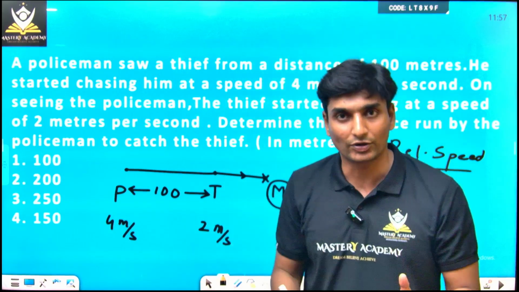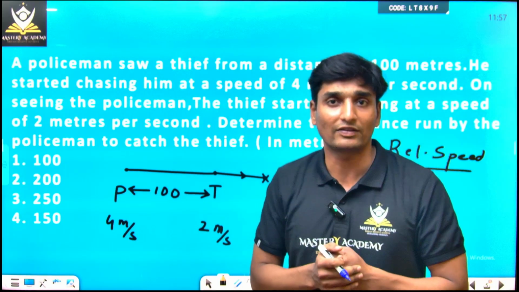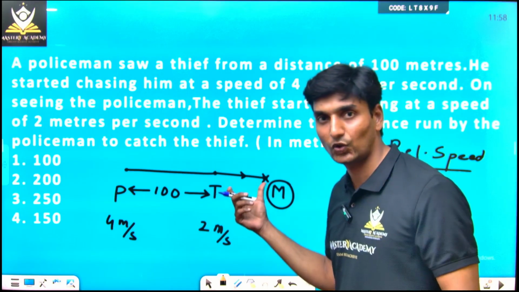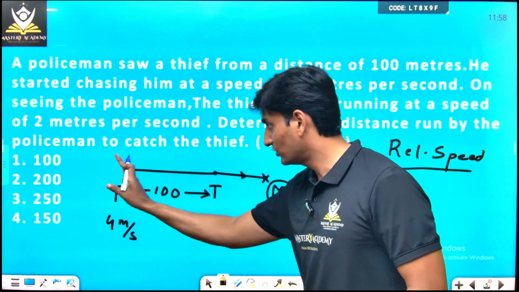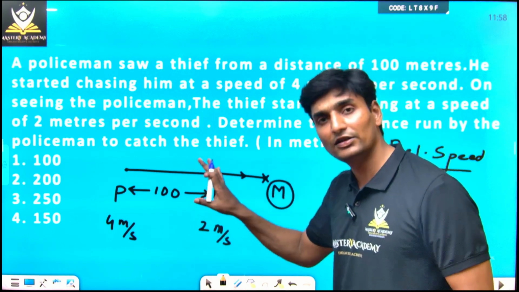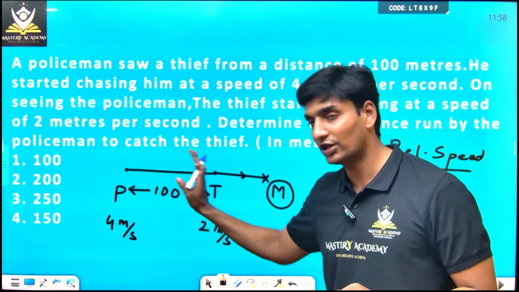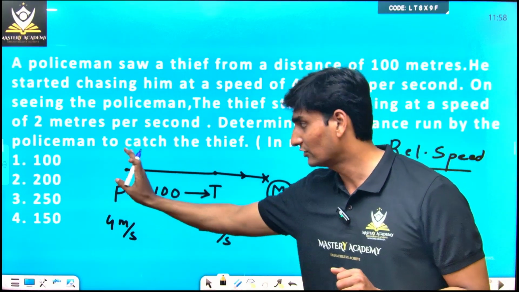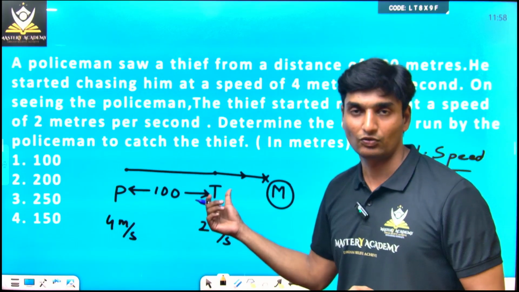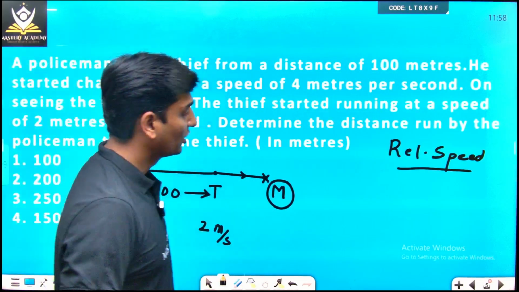Now at that speed, it is the 100 meters of distance that the policeman actually needs to cover. There is some distance, the thief is also running, and finally the policeman catches the thief. But basically, in order to calculate the overall time, this much of distance the policeman has to cover at relative speed. So we have to calculate the time needed to cover this distance.